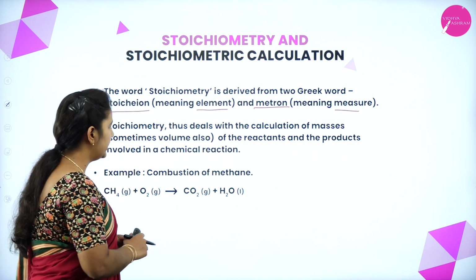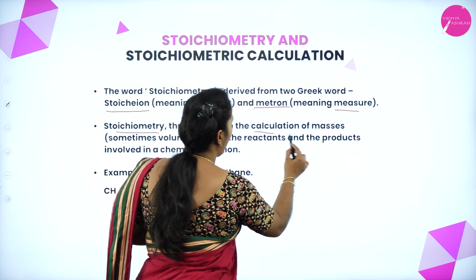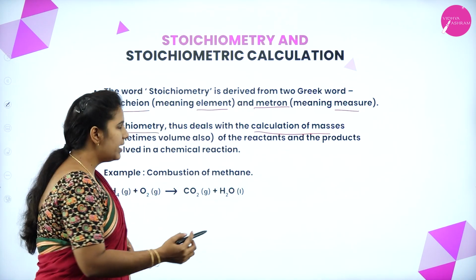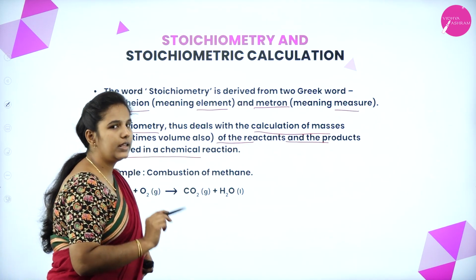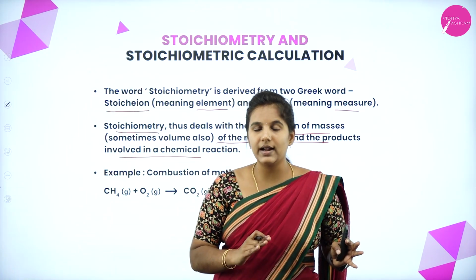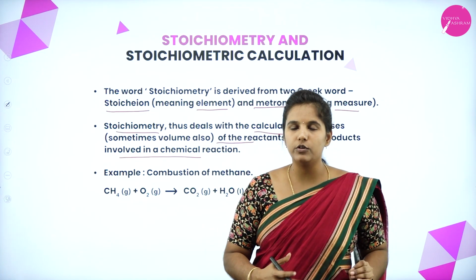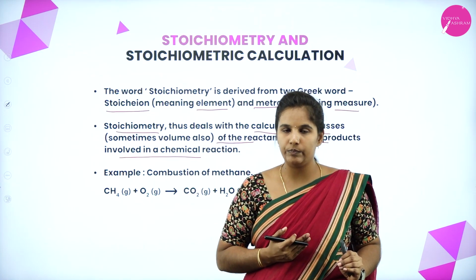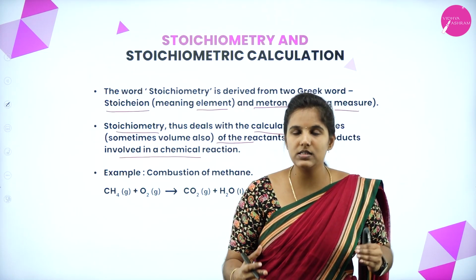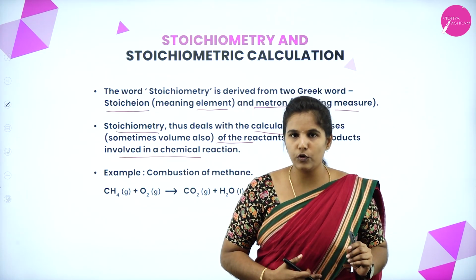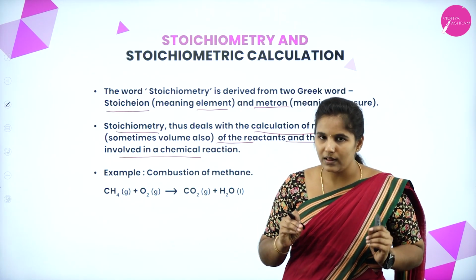Or we can say in simple words that stoichiometry deals with the calculations of the mass of the reactants and products that are involved in a chemical reaction. The mass of the reactants and the products involved in a chemical reaction is found out by using stoichiometry. Understood? So before going to understand how to calculate the mass of the reactants and the products found in a chemical reaction, let us understand a few things regarding the chemical reaction.